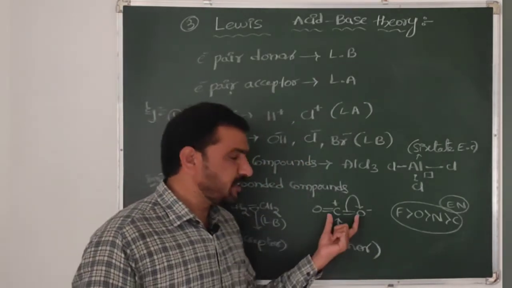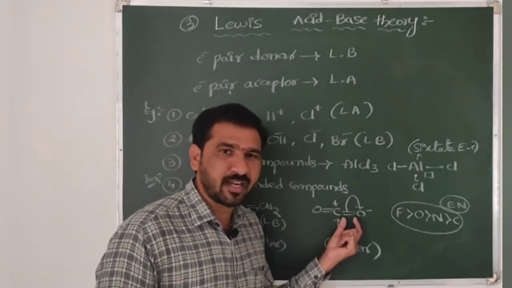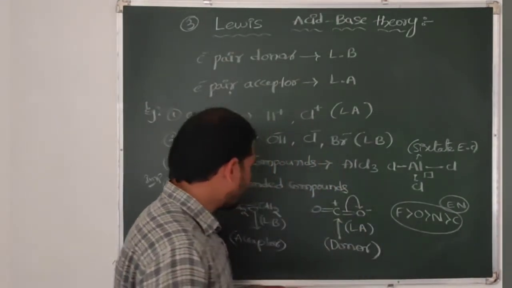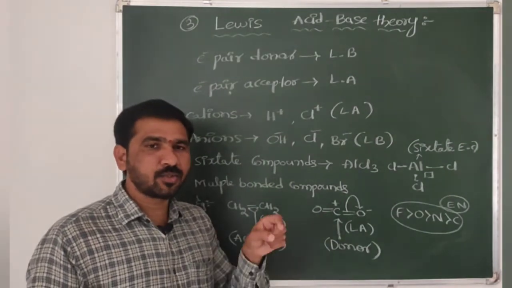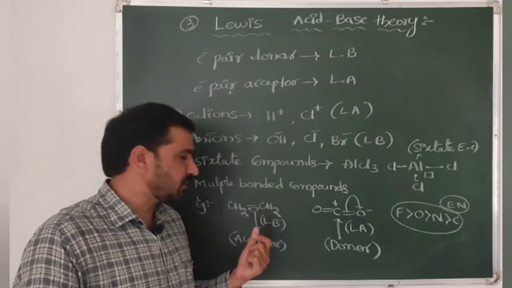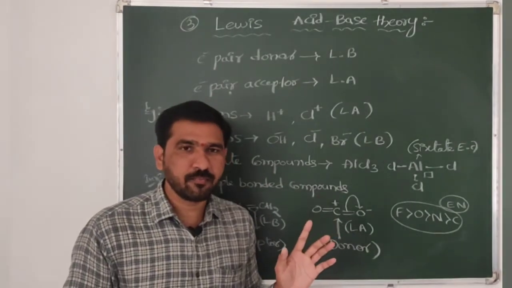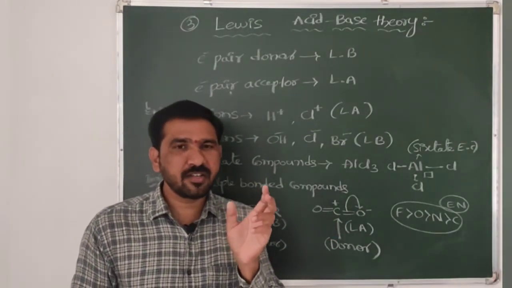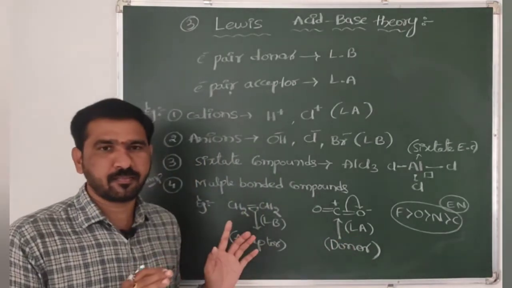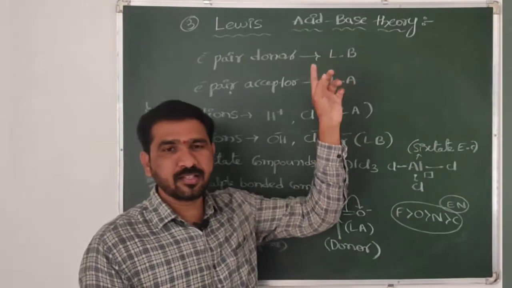It means a multiple bonded compound having electronegativity differentiation between the atoms is a Lewis acid. The compound having multiple bonds with no electronegativity differentiation between bonded atoms is an electron pair donor, that is a Lewis base. Is it clear, beta? This is the concept: multiple bonded compounds having electronegativity differentiation between bonded atoms are Lewis acids, otherwise Lewis bases. Is it clear, beta? So like this is about Lewis acid base theory.